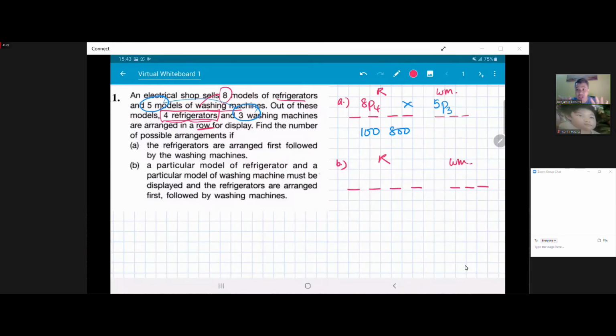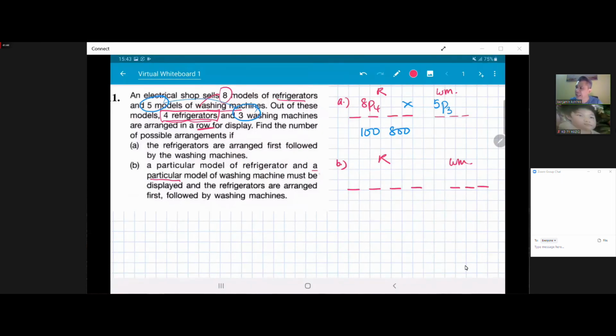For the refrigerator, there are 8. Okay, there are 8. But do you understand? It says here, from the 8, one particular one has already been pre-selected. That's what it means by a particular model. That means you don't select. It's already been decided. Let's say, for example, washing machine and refrigerator.